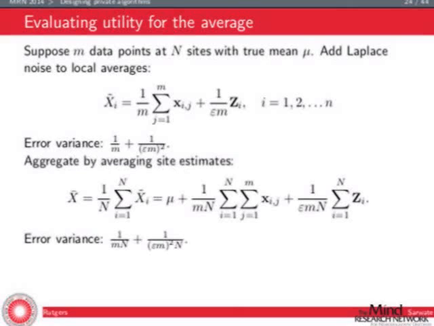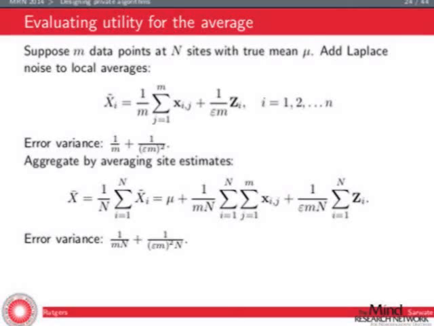But now I have many sites. I'm the central researcher, getting these noisy, differentially private estimates from all these different sites, and now I'll just average all of those. This is the larger sample size advantage that I'm getting from sharing results of computations. If I do that, I get a reduction in the total error of my estimate by another factor of 1 over capital N, where capital N is the number of sites.